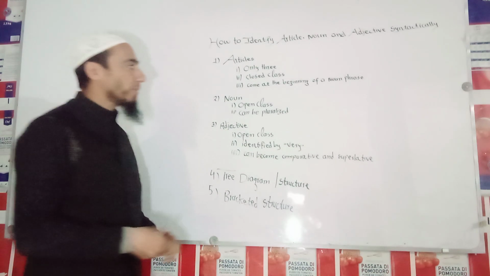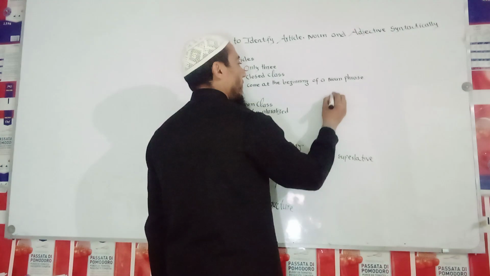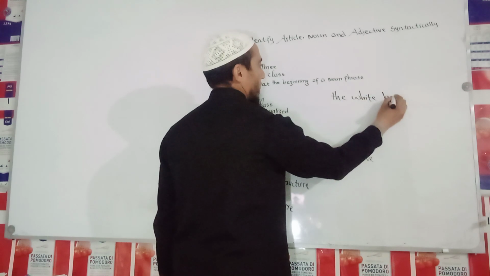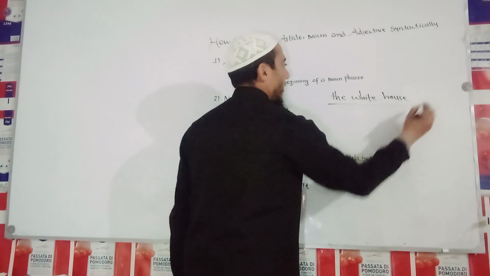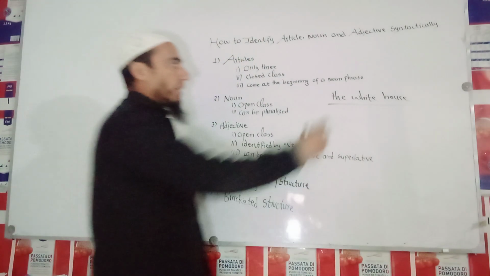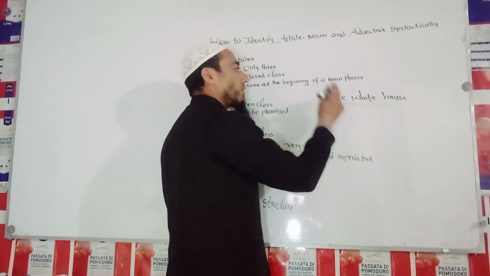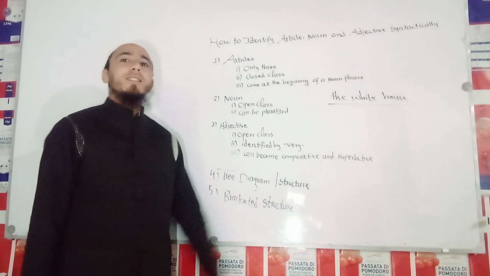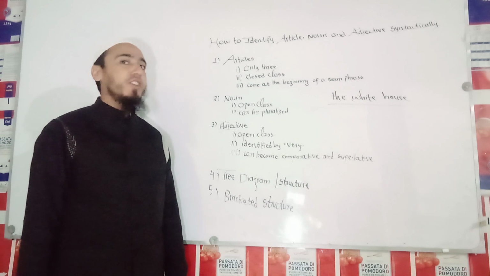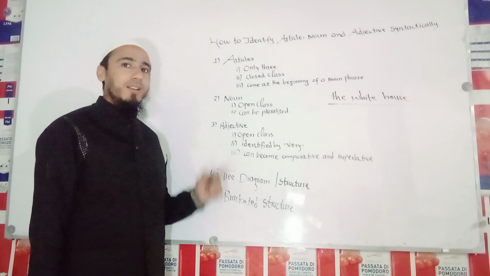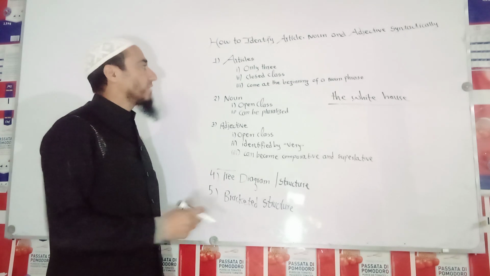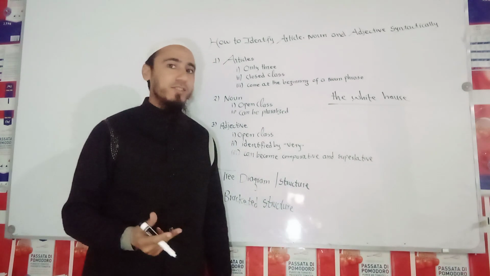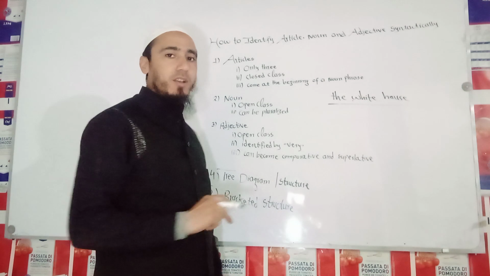Any noun phrase you see, for example, I'm writing: the White House. Here the White House is a noun phrase. Here house is a noun, white is an adjective, and the is an article. So mostly the article comes at the beginning of the noun phrase. So this is the syntactic identity. And if you want to draw its tree diagram, then it's another structure of the identity of the article.